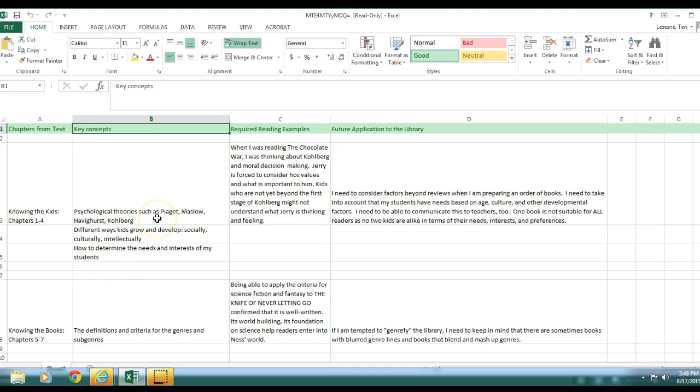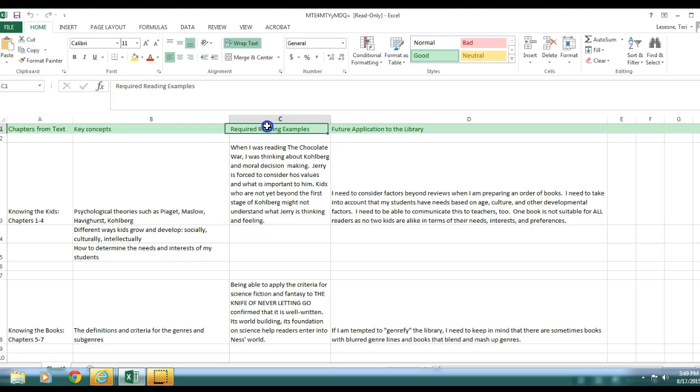So I've talked about the key concepts, for example, in those opening chapters being the psychological theories that I review, Piaget, Maslow, Havighurst, and Kohlberg, the different ways kids grow and develop socially, culturally, intellectually, morally. Those are all things discussed there. And finally, how to determine the needs and interests of students that you might teach. I think that there are a few other key concepts that you will get, but I've given you a start.